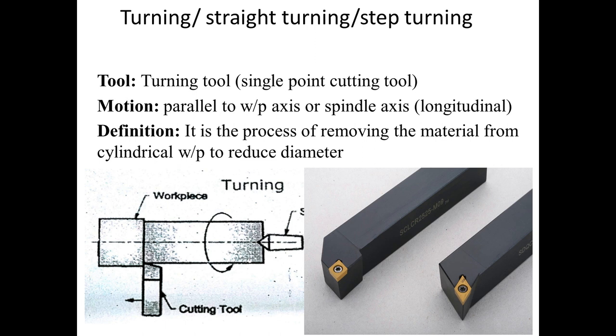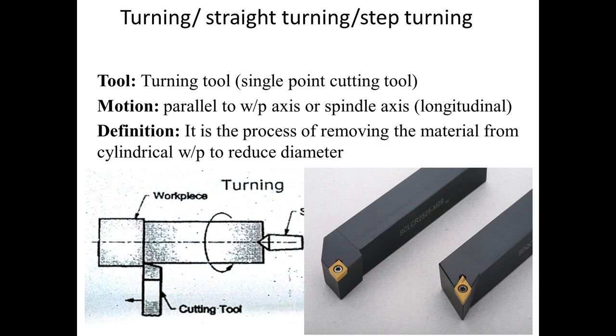You can observe here a goldish color cutting point is used as a single point cutting tool, which is the cutting tool for turning operation and facing operation. Then the motion parallel to the workpiece axis in this operation for turning, with the schematic diagram you can understand, for the turning operation we are reducing the diameter and the cutting tool moves along the length of workpiece. So the motion of the cutting tool is longitudinal, it's parallel to the workpiece and spindle axis.